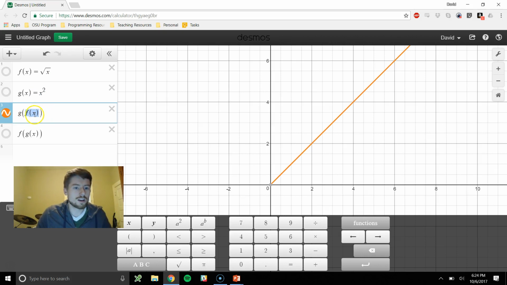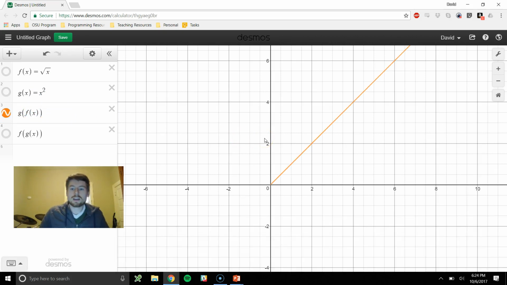So this is g of root x. And look at that. It's x. It is the graph of y equals x, except it doesn't go to the left. It stops at 0. And so if you look at the domain of this, it's just going from 0 all the way to infinity.